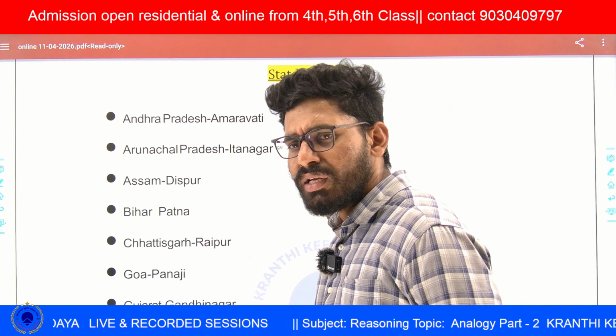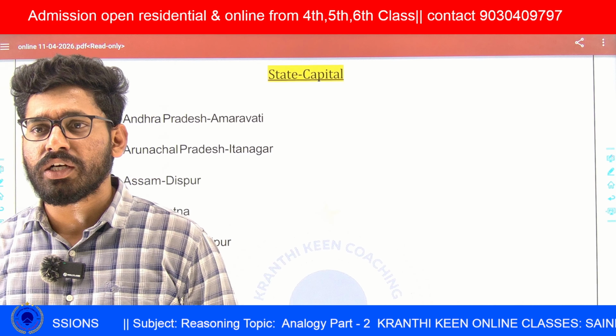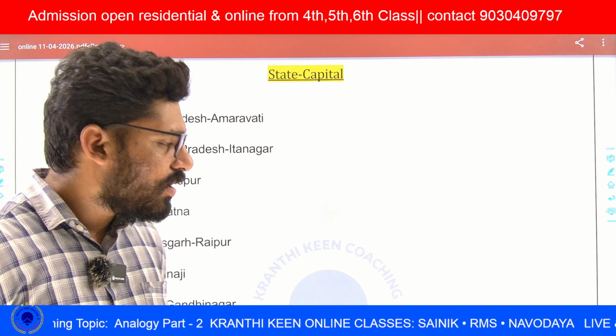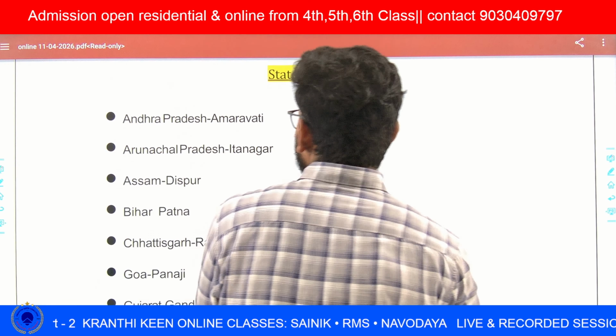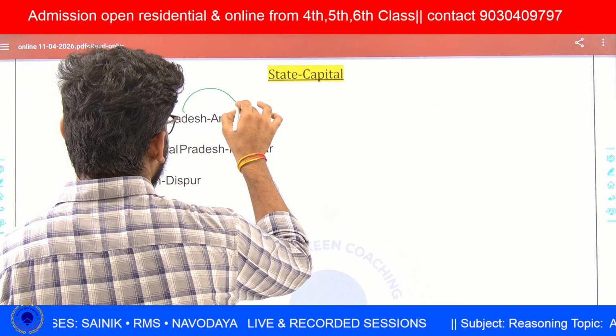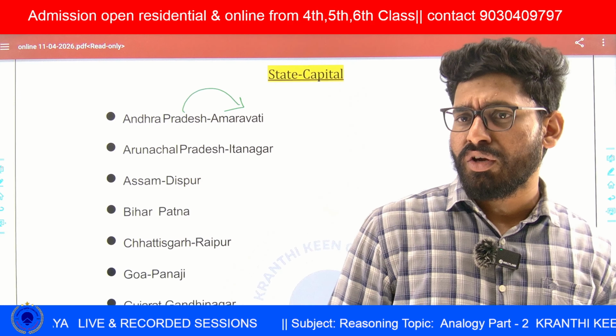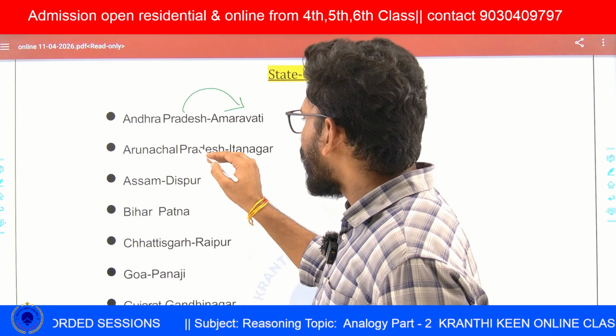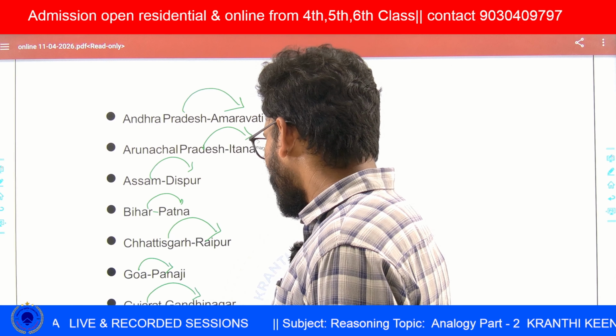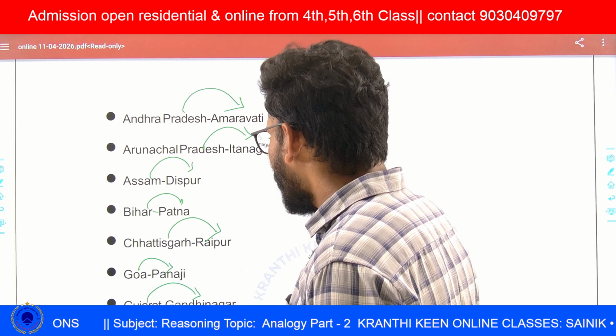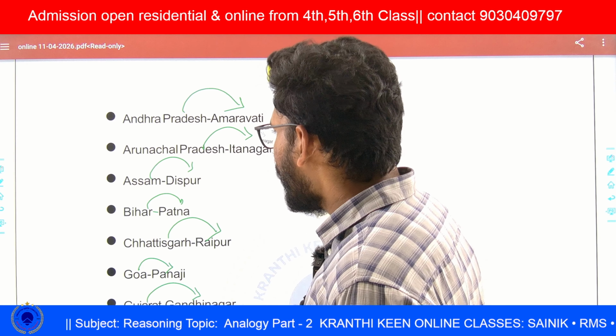As you all know, state and capital. Everyone knows, I think, as you are in the competitive field. So Andhra Pradesh is what? Amaravati. Andhra Pradesh is a state and Amaravati is the capital. How many of you know this? Arunachal Pradesh, Itanagar. Assam, Dispur. Bihar, Patna. And Chhattisgarh is Raipur. The capital city of Goa is Panaji. The capital city of Gujarat is Gandhinagar. The capital city of Haryana is Chandigarh. And the capital city of Punjab is also Chandigarh, isn't it? Yes.